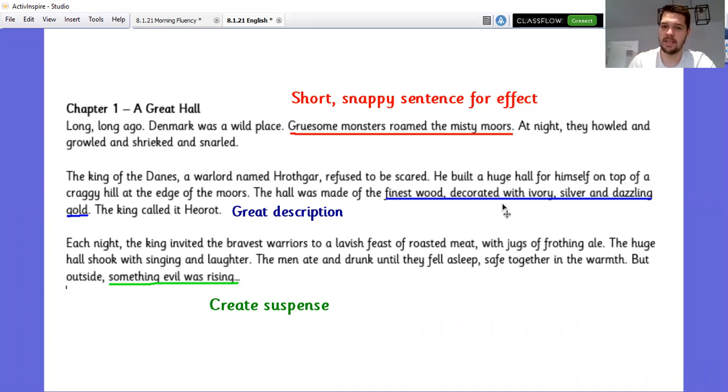Some descriptive phrases here. Finest wood decorated with ivory, silver, and dazzling gold. And then the suspense at the end. We have all of this positive description. They ate and drank until they fell asleep. They're safe together. But something evil was rising. Dot, dot, dot, dun, dun, dun. We've created that suspense. Okay?